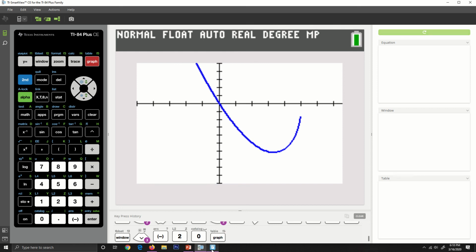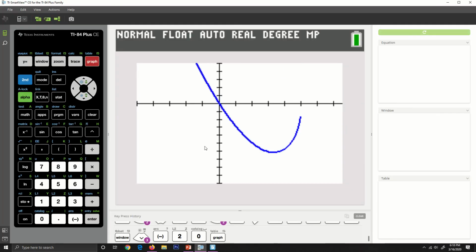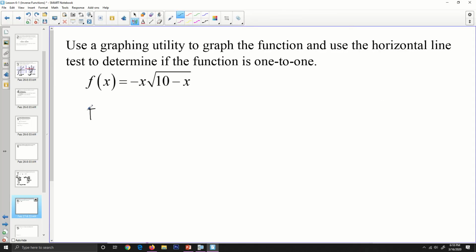So we spent a lot of time deciding if we're using the horizontal line test to determine if the function is one-to-one. Clearly, this thing is a function. Anywhere I draw a vertical line, it's only going to cross once. But the moment I draw a horizontal line right here, I'm going to pass it twice. So this function is not one-to-one.